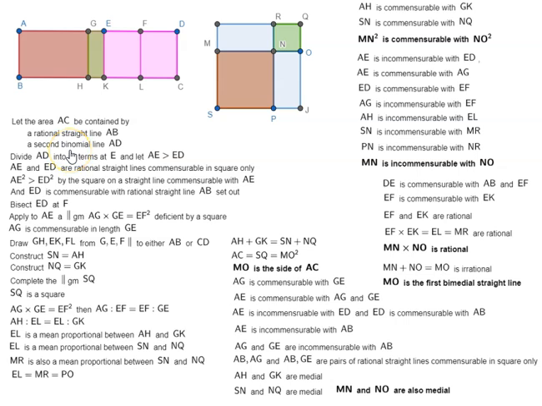That if an area is contained by a rational straight line AB and the second binomial AD, then the side of the area is the irrational straight line, which is called a first bimedial straight line. Since MO satisfies all the requirements based on the definition of first bimedial straight line. So that is proposition number 55 of book 10 of Euclid's Elements.